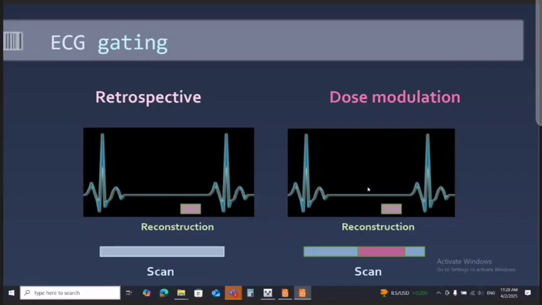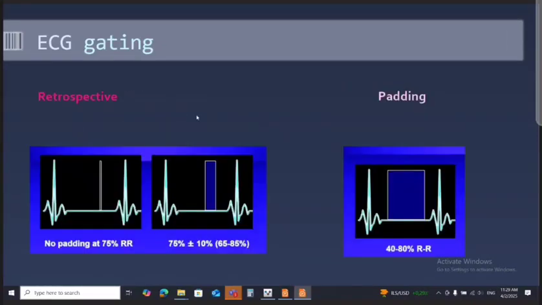And here we have the advantage of collecting images at the systole and diastole, actually throughout the cardiac cycle, and so we can perform cardiac function analysis. At the same time, we have reduced the radiation dose by about 30% from the original dose in cases performed with retrospective ECG gating without dose modulation.